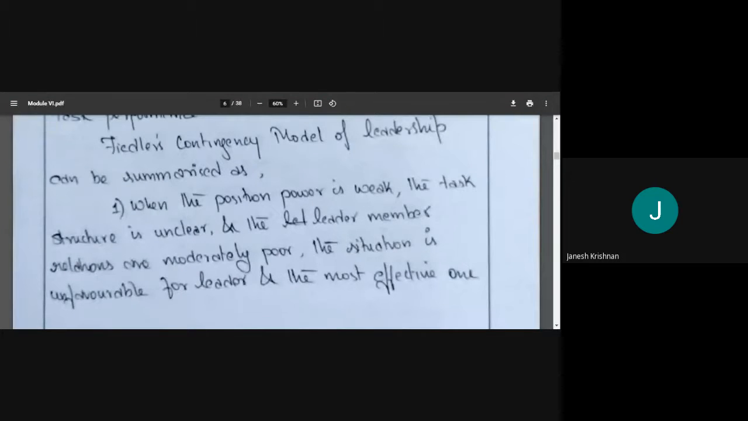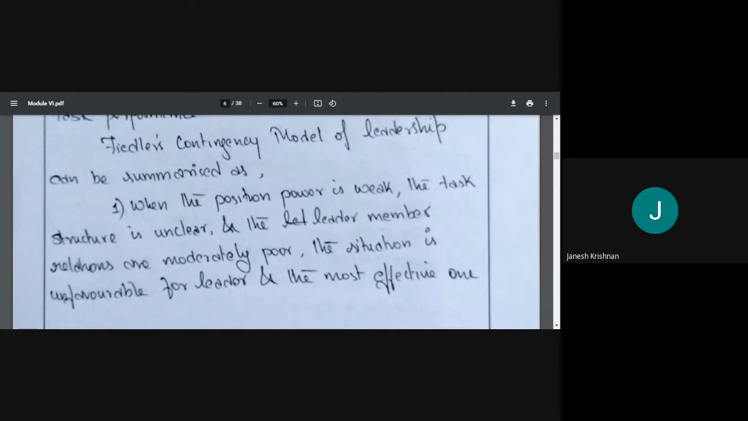The second dimension is task structure. The more clearly you explain a task, the more clarity there is, and you can hold people responsible. Performance can be measured and written down, and you can hold people responsible if your task is very clear. The third one is interpersonal interaction, leader-member interaction.